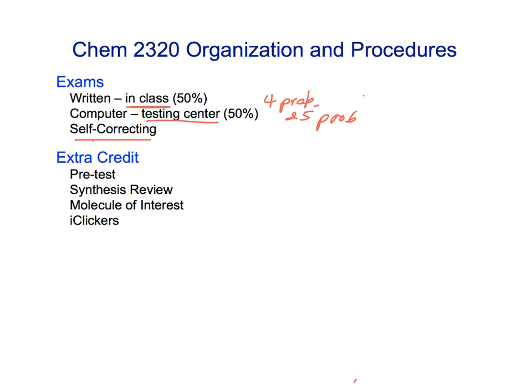In the end, I'm going to take your score on the first try and your score on the second try, and I'm going to average those. And that's going to be the computer part of your score.